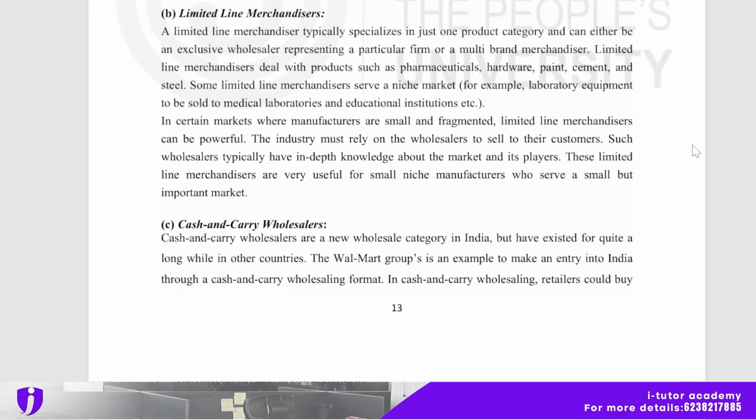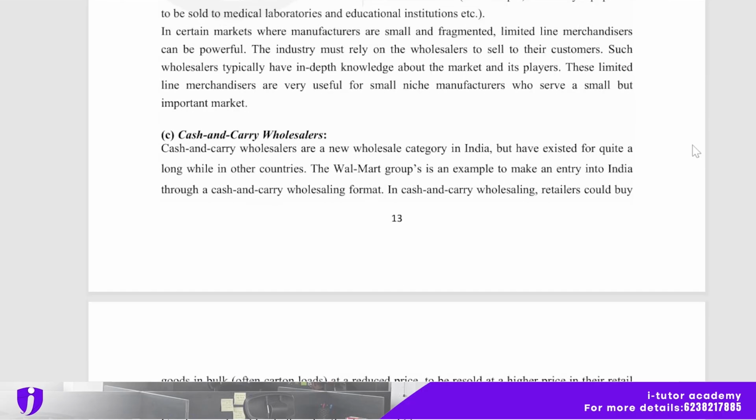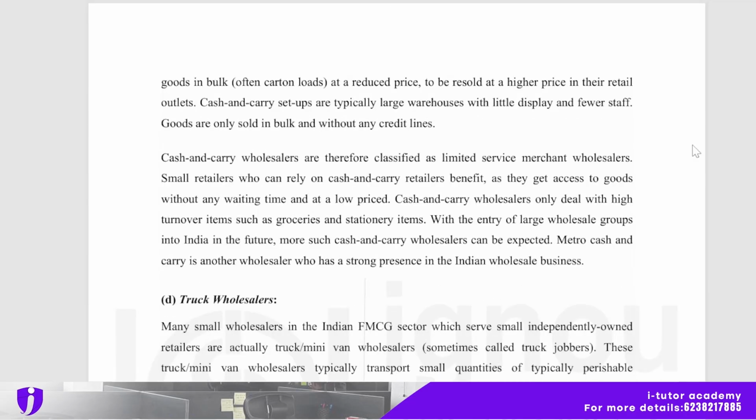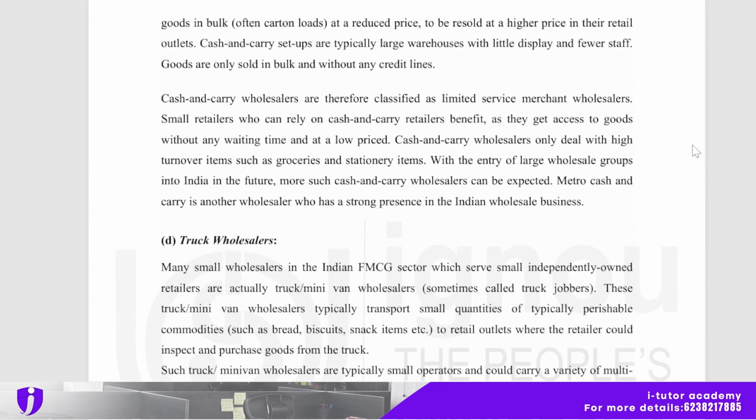Cash and carry wholesalers are a new wholesale category in India but have existed for quite a long while in other countries. The Walmart Group is an example that made an entry into India through the cash and carry wholesaling format. Cash and carry wholesalers are therefore classified as limited service merchant wholesalers. Small retailers who can rely on cash and carry retailers benefit as they get access to goods without any waiting time and at low prices.